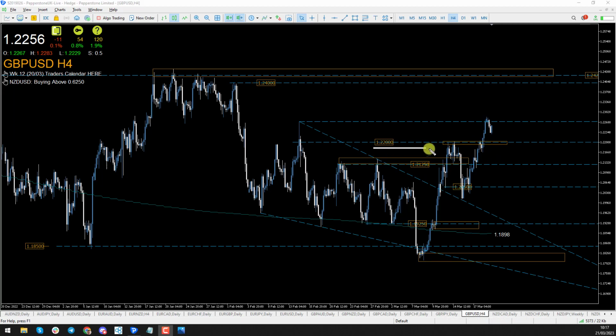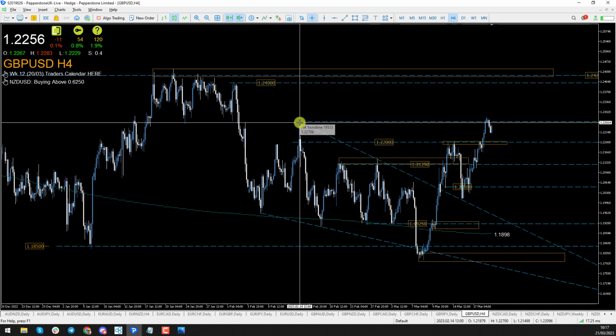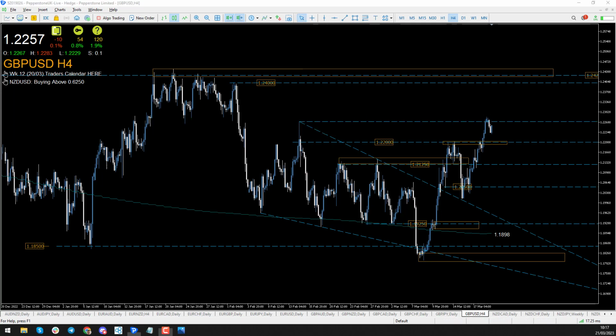We can see that we've broken through the 1.22 highs here. We've rallied into this high through there, which is the high back on the 14th of February, which sits around about the 1.2270. We tried to break above it, but we failed. Price came back to the downside here. But now we can see price really starting to rally again.